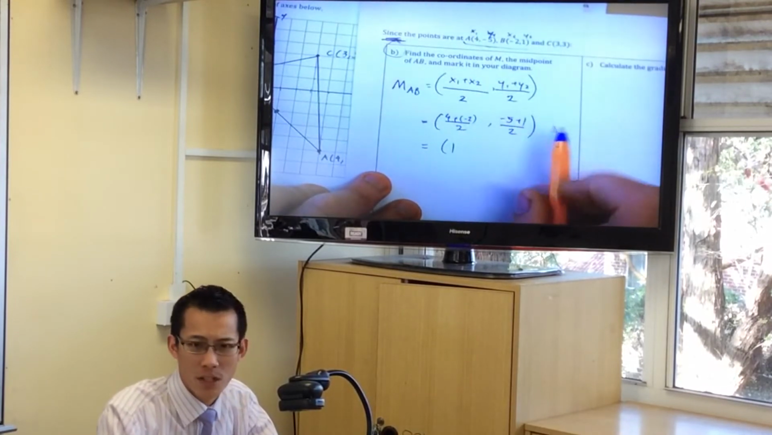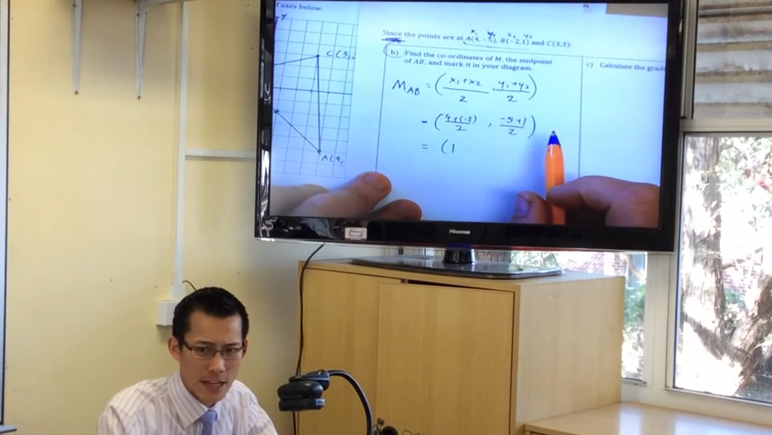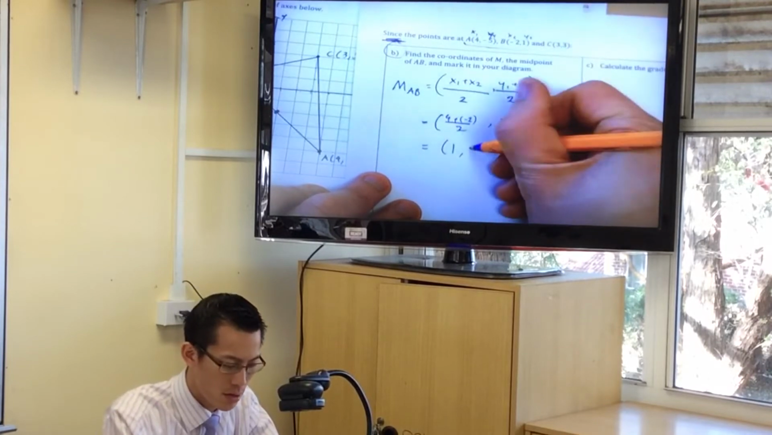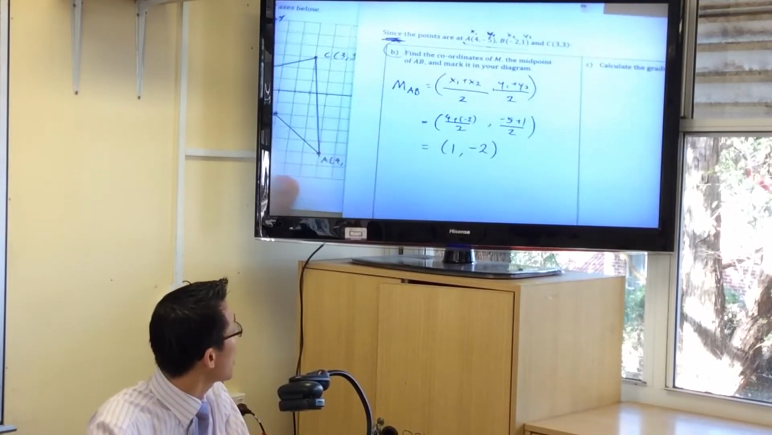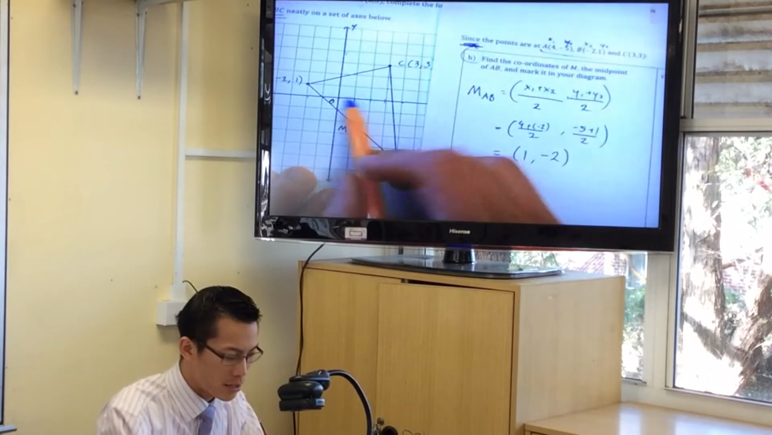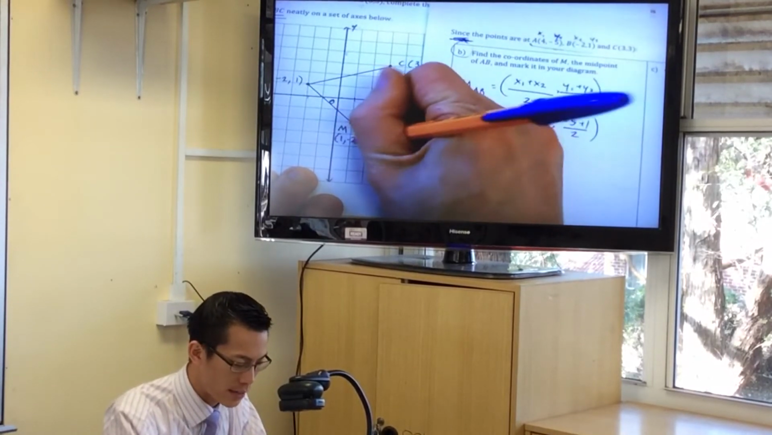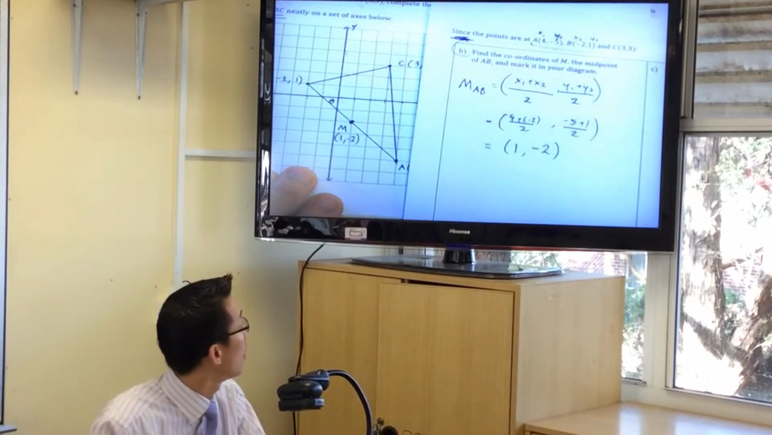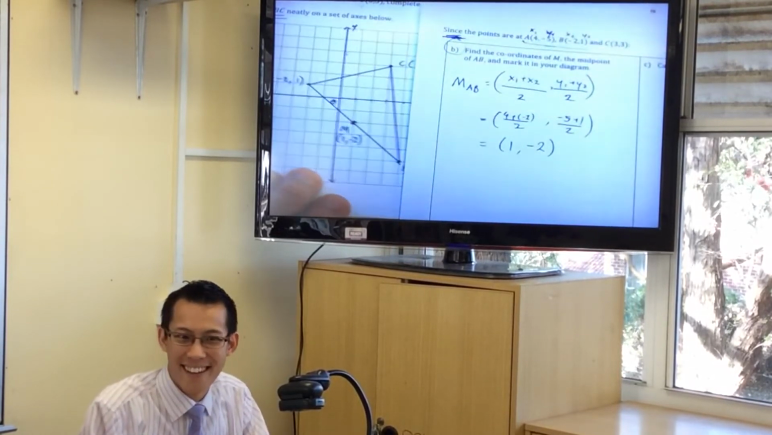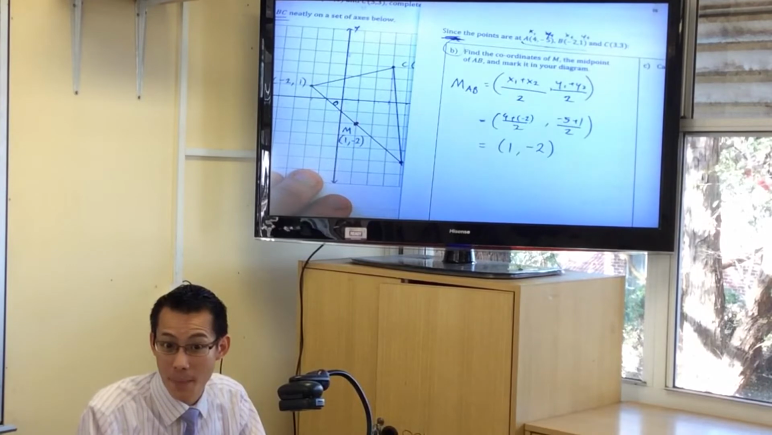And then -5 plus 1. What's -5 plus 1? That's -4. You divide by 2, which gives you -2. Now, does that check out? Have a look. That looks right. See? 1 across and 2 down. Sure enough, it's (1, -2). I did it right. Well done. Any questions on that? Does anyone want me to clarify any steps?